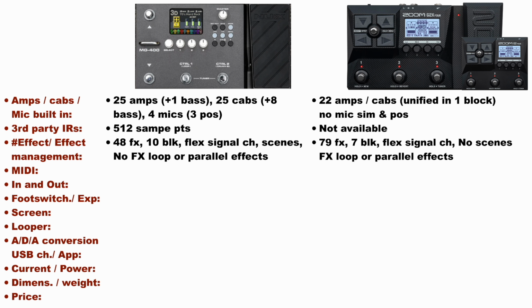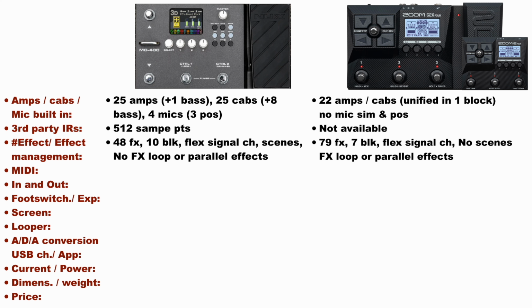As regards effects and effect chain management, the MG400 offers 48 effects that you can arrange in whatever position you want in a signal chain composed of 10 blocks. On the other hand, the G2 has 79 effects that you can arrange in whatever position you want in a signal chain composed of 7 blocks. Neither of the two units offers external effect loops or parallel effects.